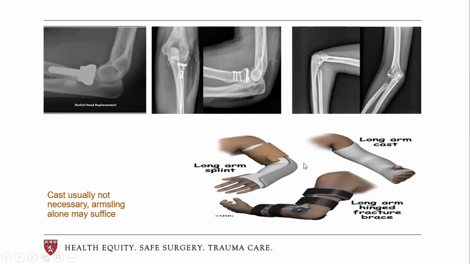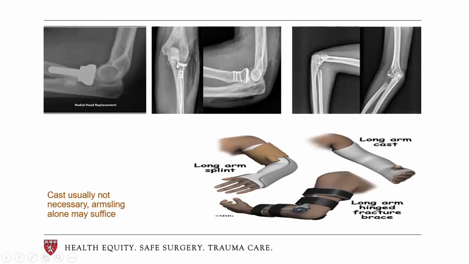For non-operative management, you can do a cast, a slab, a brace, or something as simple as an arm sling. A lot of times you don't need to do a full cast, and an arm sling alone may suffice.